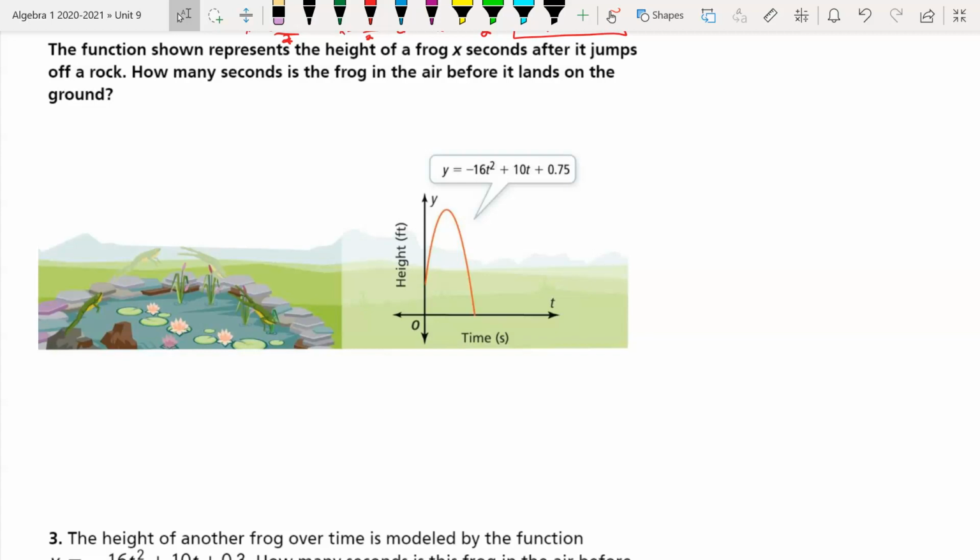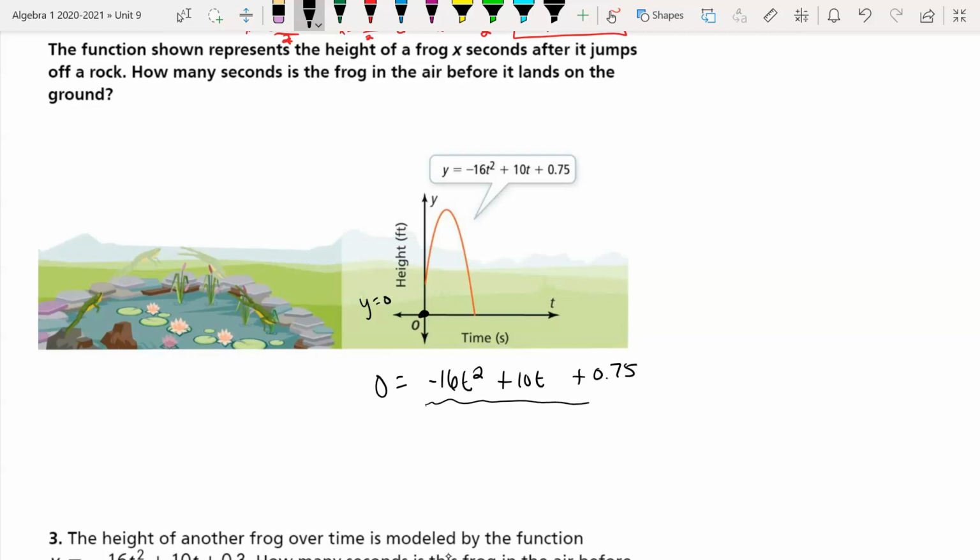So we want to know the time. And if it says it lands on the ground, well, what height is the ground going to be? Well, that's going to be 0. So this will be y equals 0. So we're going to say 0 equals negative 16t squared plus 10t plus 0.75.